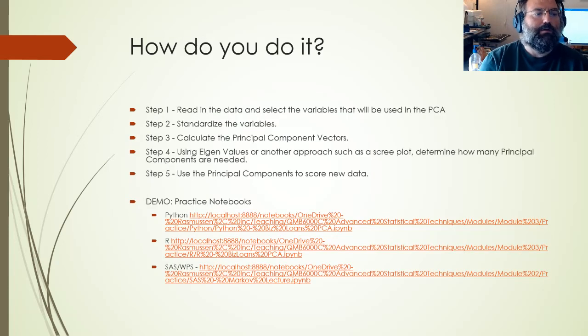So how do you do it? It's pretty straightforward. Step 1, you read your data and select the variables that will be used in your PCA. Then you standardize the variables so that they're on the same ranges, basically. Then calculate the PCA vectors. Then you'll use eigenvectors or eigenvalues and other approaches, such as a scree plot, to figure out how many components you need. And then you use the PCA to score your data.